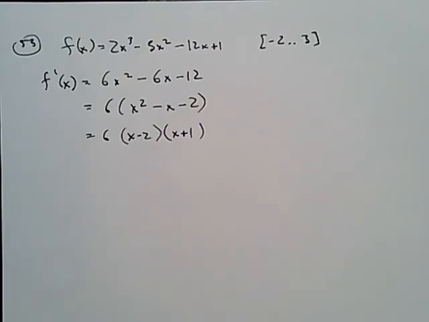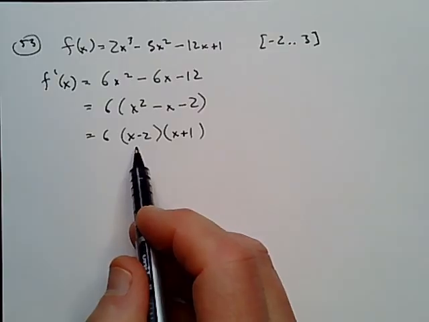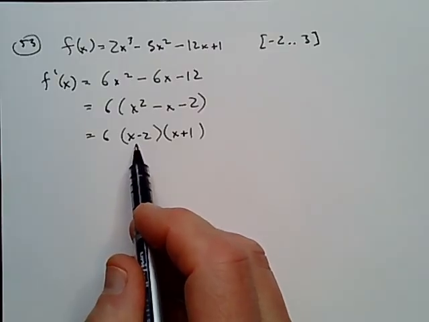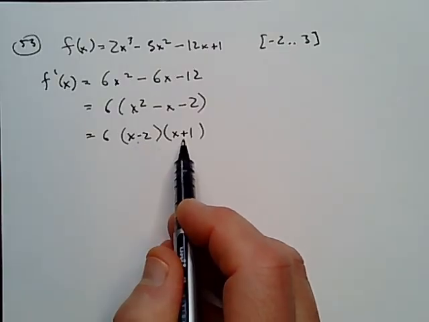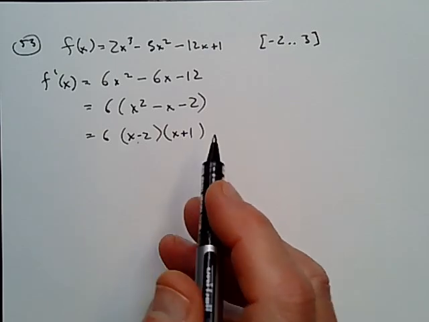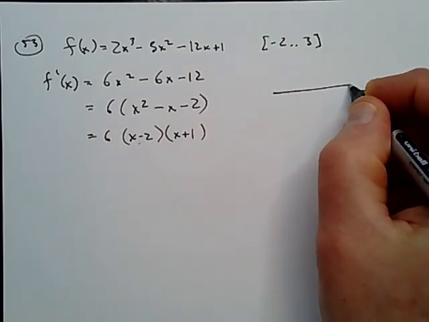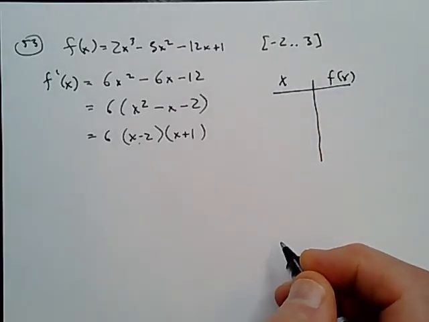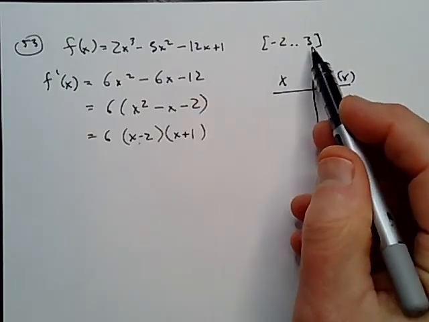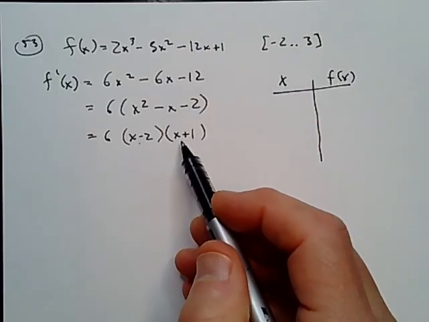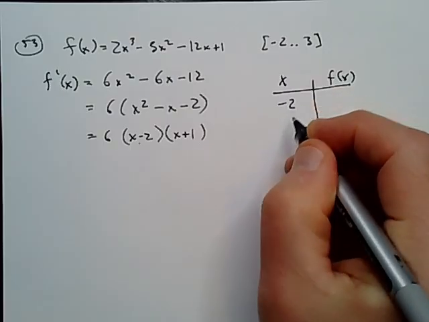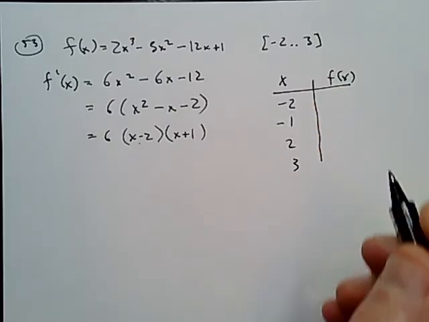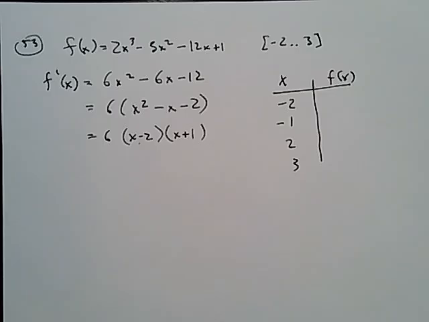So I'm looking here at the critical numbers, the stationary numbers, the places where the derivative is equal to 0: x equals 2 and x equals minus 1. Okay, so I make up a table. That table is going to consist of the endpoints and also the 2 and the minus 1. So minus 2, minus 1, 2, and 3. And all I've got to do is plug into the function f and make up the table, and I'm done.